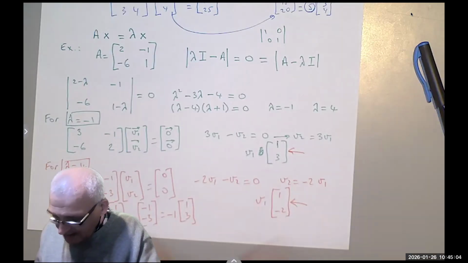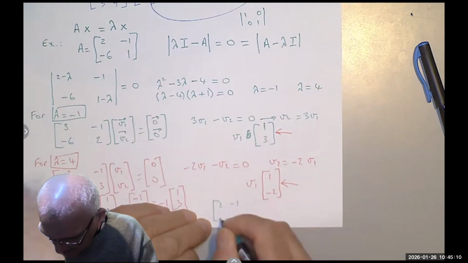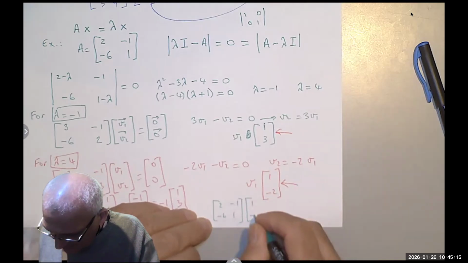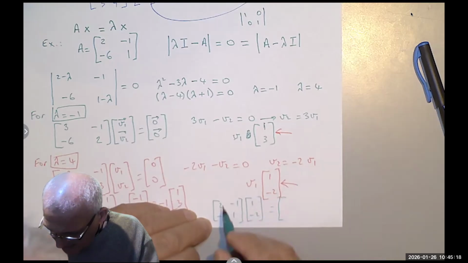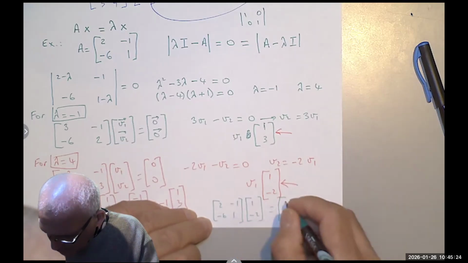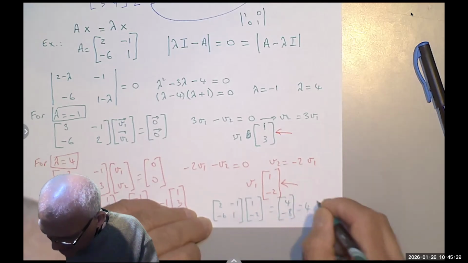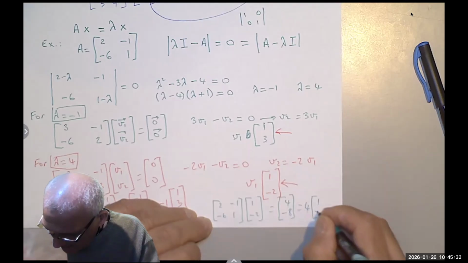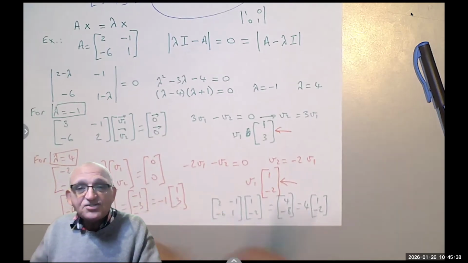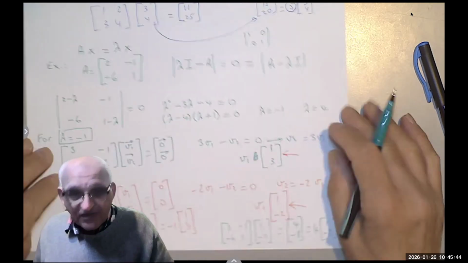If you multiply the original matrix again by that vector 1 and -2, what you will get is 2 times 1 is 2, and -1 times -2 is +2, so 2 plus 2 is 4. -6 minus 2 is -8. You can see the 4 right here, that if I factor it out, I get 1 and -2. So that vector, when multiplied by this matrix, has been stretched by a factor of 4. And that's basically the eigenvalues and the eigenvectors.